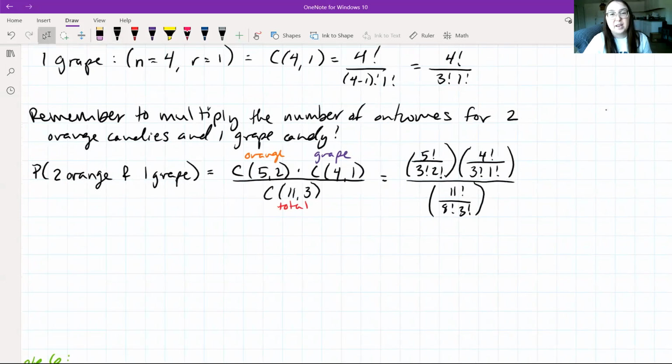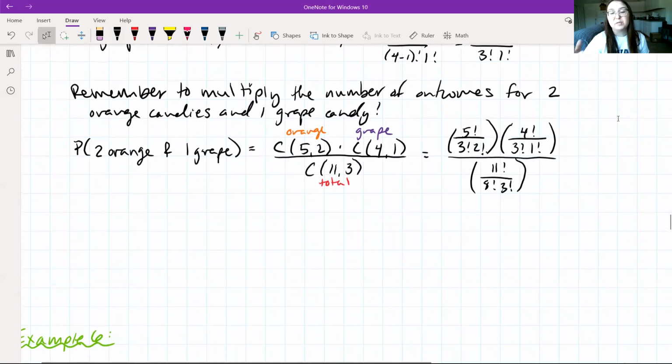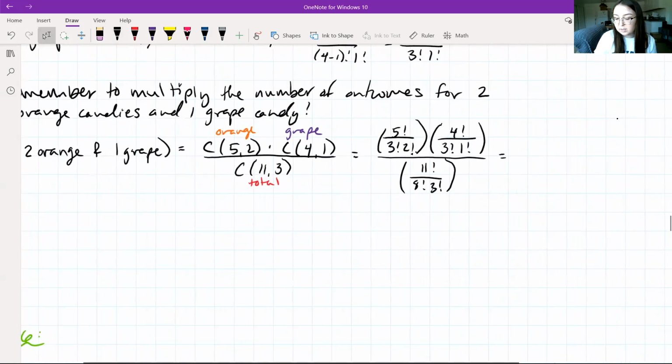Now you can use a calculator to calculate these values, or you can find each singular value to make it more simple on yourself. Since we left in our factorial forms, I used an online calculator, but you can feel free to calculate each one of these individually and then put them all together. That would be a little easier. So we see our final answer is going to be 0.2424.